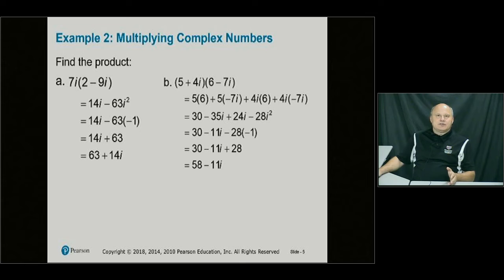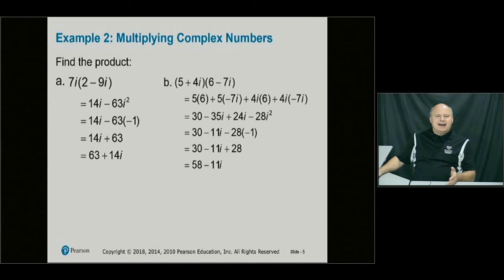So 5 times 6, of course, is 30. 5 times negative 7i is a negative 35i. 4i times 6 is 24i. And then 4i times a negative 7i is a negative 28i squared. But here's that replacement. Remember, i squared is negative 1. So you make that replacement.